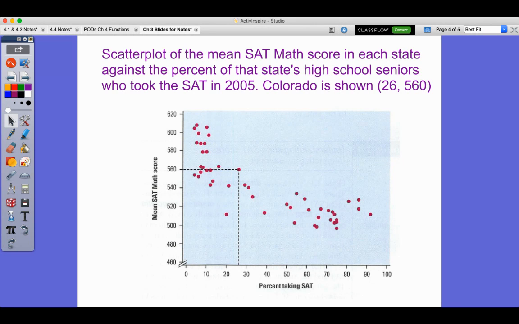But on a scatter plot, notice the percent ranges from 0 to 100. The SAT score, they didn't start at 0. They started just below their range. So they went from 460 to 620, so it fills your page, all right? And we'll talk about how to interpret these in a minute. Big idea: explanatory, percent taking the SAT, and response. There may be a little cause and effect here, but we don't want to presume cause and effect, okay?